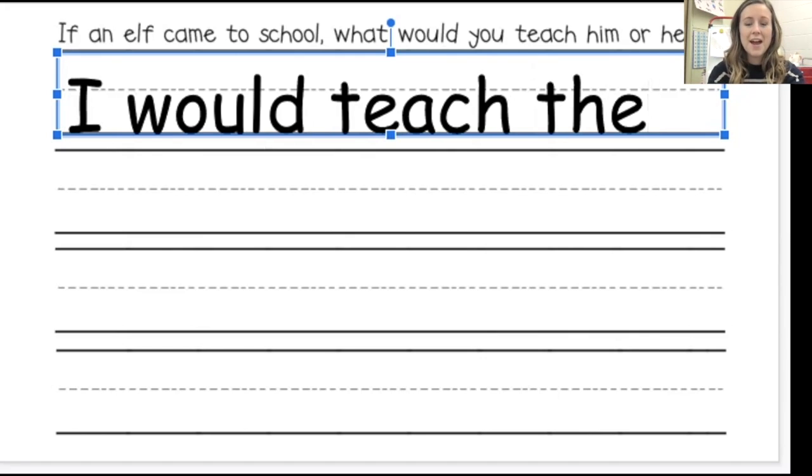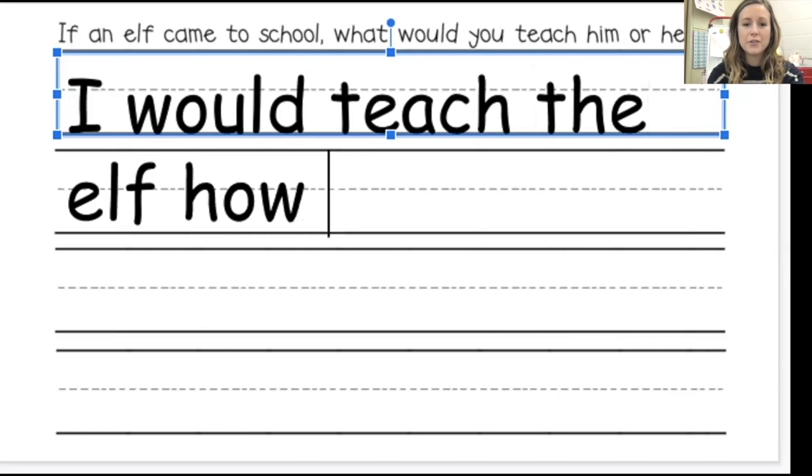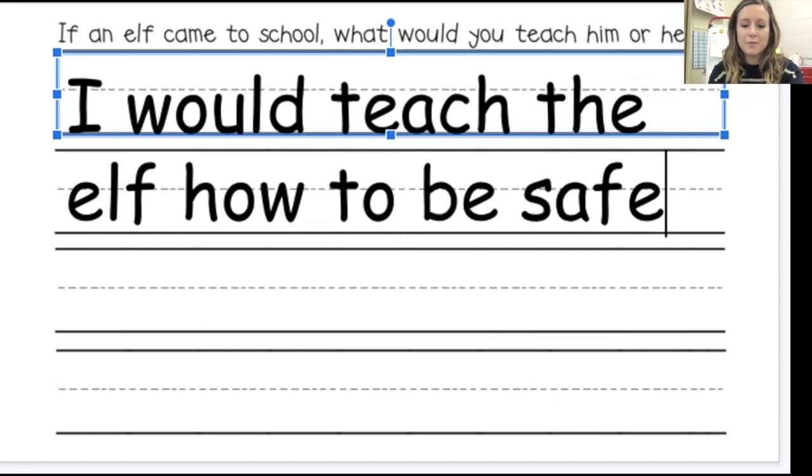Great job. I would teach the elf how to. To is a sight word. That means we can write it in a snap. Can you spell it with me? Ready? T-O. Now I'm going to go back and reread. I don't want to forget any words. I would teach the elf how to be safe. I'm all done with my sentence. I can put a period.